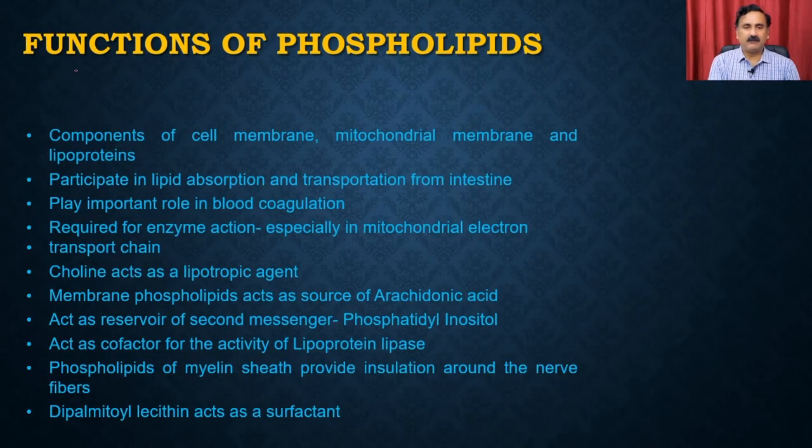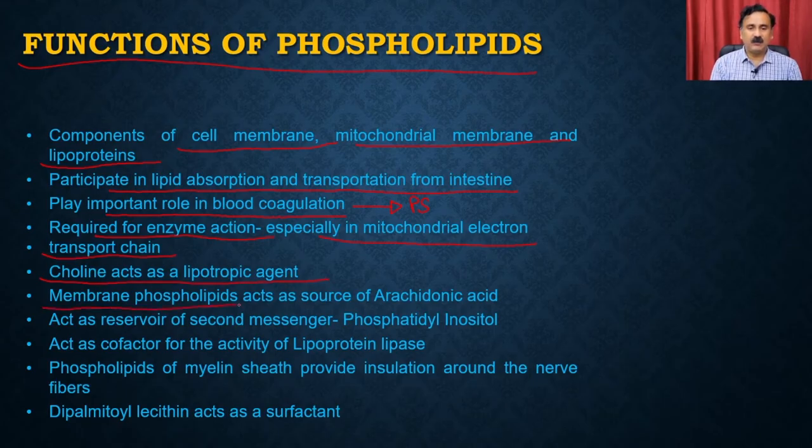Then we have to discuss the function of the phospholipids. So, phospholipids are the major component of the cell membrane, mitochondrial membrane as well as the lipoprotein. They participate in the lipid absorption and transportation from the intestine. They play an important role in blood coagulation, like the phosphatidylserine, right? And they are required for enzyme action, especially in the mitochondrial electron transport chain. Choline acts as a lipotropic agent, and the membrane phospholipid acts as a source of arachidonic acid.